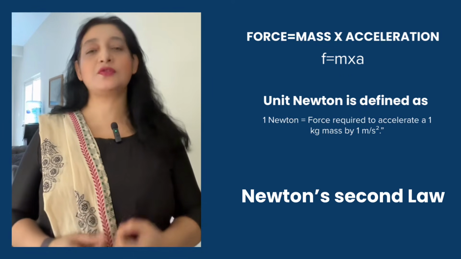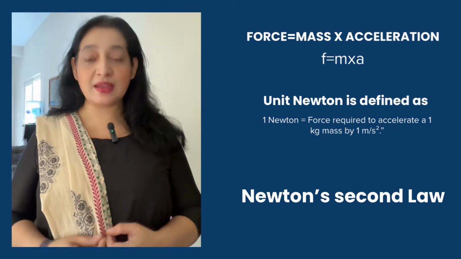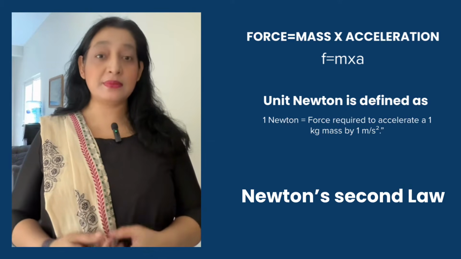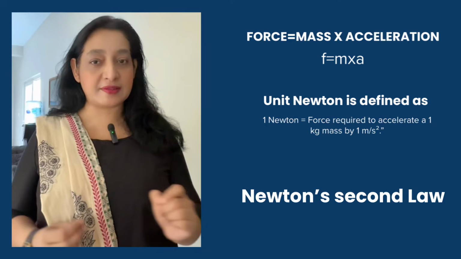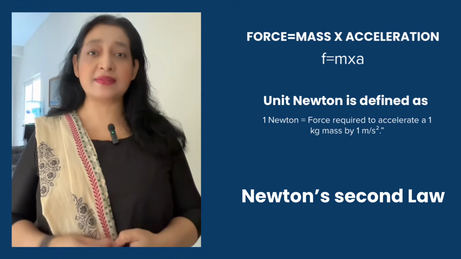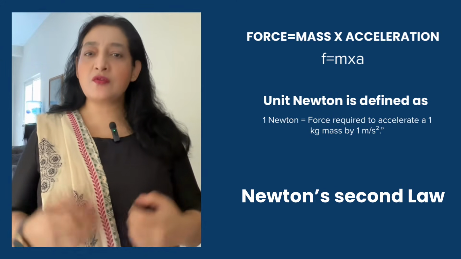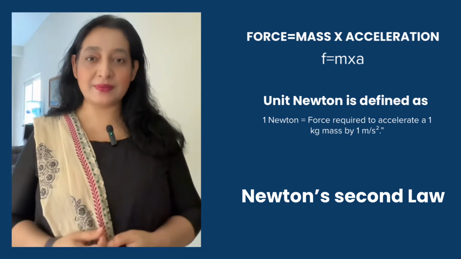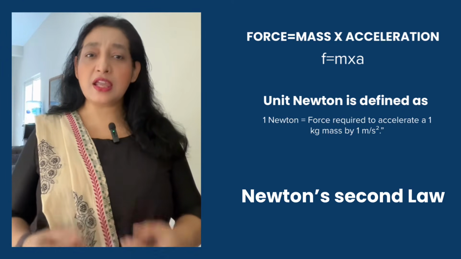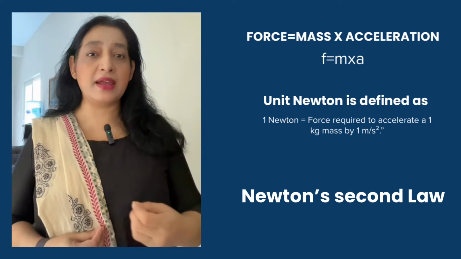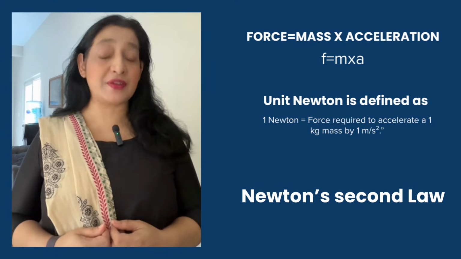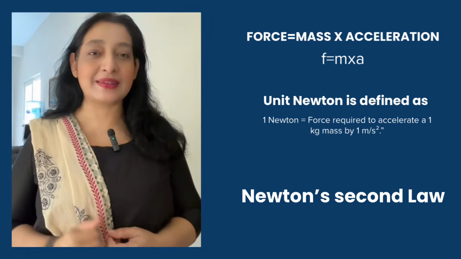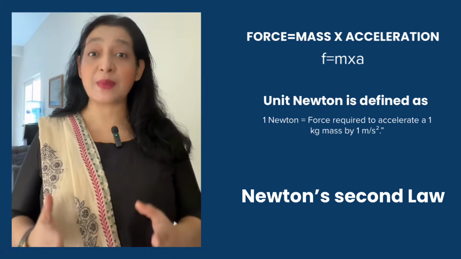Here is the most famous equation in mechanics: F equals ma. It means the bigger the force, the greater the acceleration. The heavier the mass, the smaller the acceleration for the same force. For example, if you push a bicycle and a truck with the same force, which one accelerates faster? Yes, the bicycle, because it has less mass.